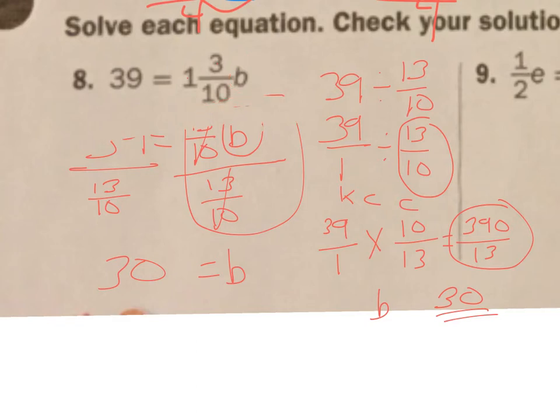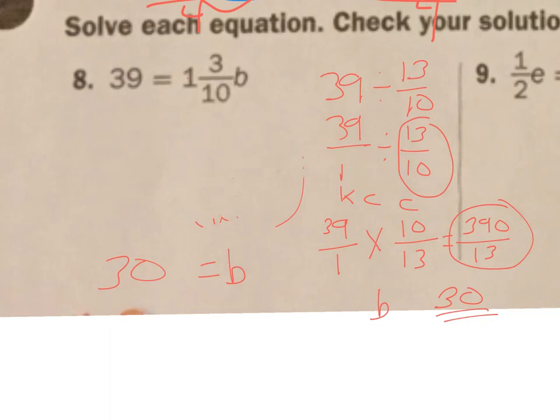I'm going to get rid of this. We'll come down here. And since I've figured all this out, I think it's going to be 39 equals 1 3/10 times 30. Okay. So to multiply by a fraction, I'm going to go like this. 39 equals 13 over 10 times 30 over 1. And let's see what we get. Let's see if it equals 39.